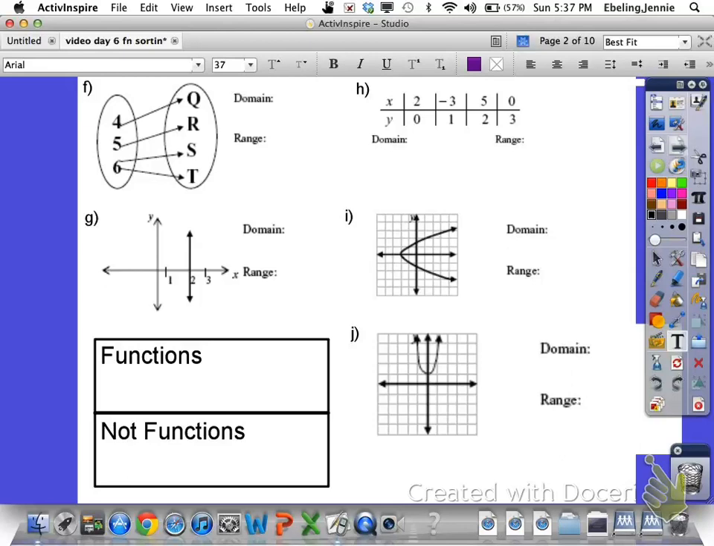Here are some more examples for that sorting activity. Please stop the video, identify the domain and range of each one, and identify which are functions and which are not functions, and then check your work.